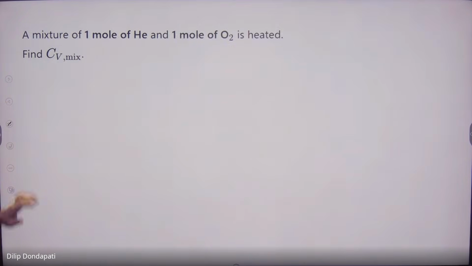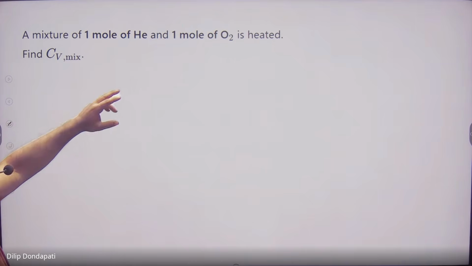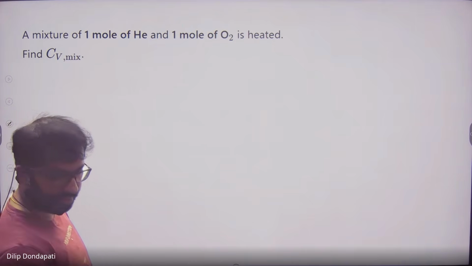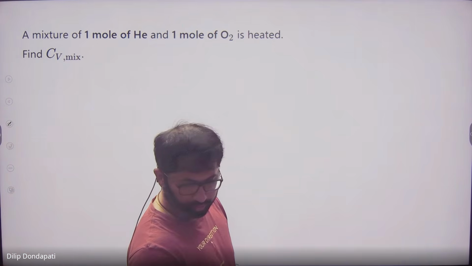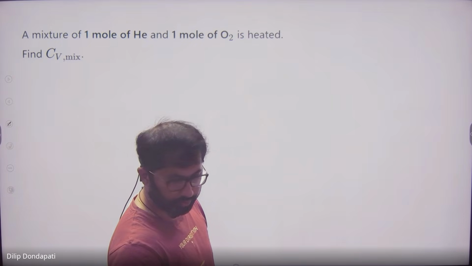नेक्स्ट. चलो. A mixture of 1 mole of helium and 1 mole of oxygen, मतलब mono dia is heated. CV mixture. Sir, it's 3/2 plus 5/2 by 2. That's 8/4. So 2R. देखेंगे, कोई करने दो. This is 2R. Yes, 2R is answer.